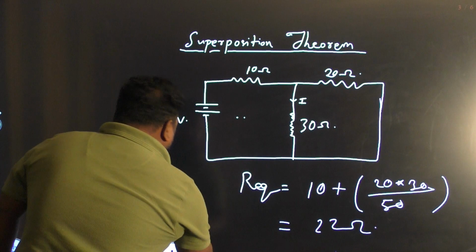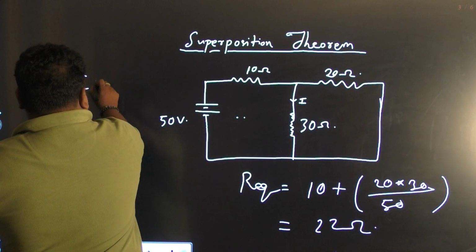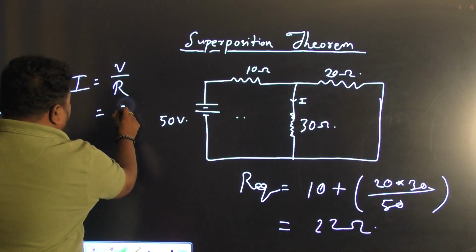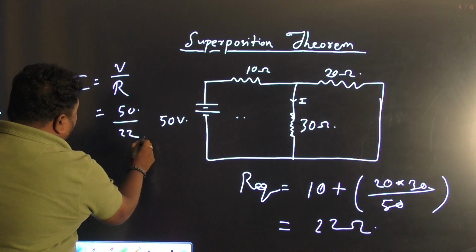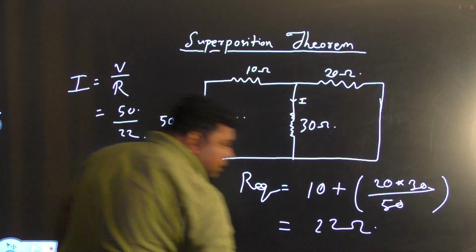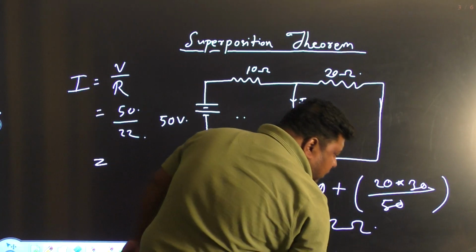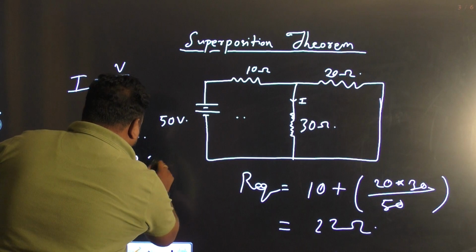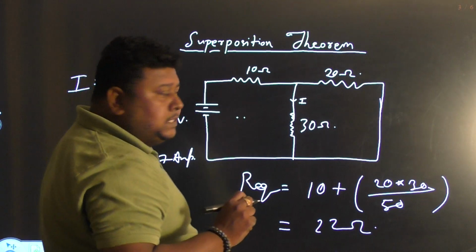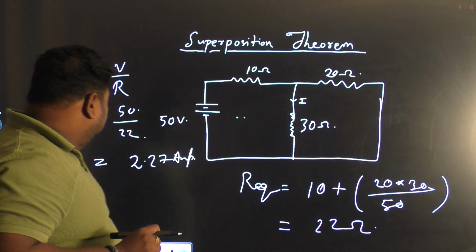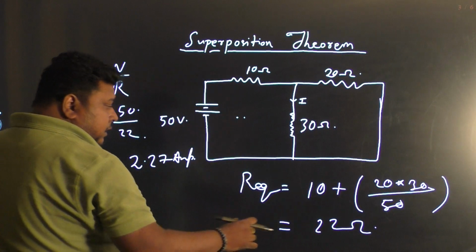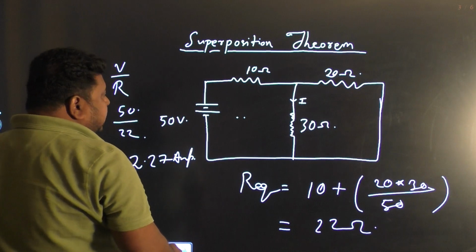So now, what is the current value? As per the formula, it is V by R equivalent. The voltage over here is 50, and R equivalent we have got is 22. The pre-calculated value I have is 2.27 ampere. I am repeating once again, I am not calculating the values on the board. I have already pre-calculated it, I am just writing it down. You can cross-check it afterward. So the value is 2.27.